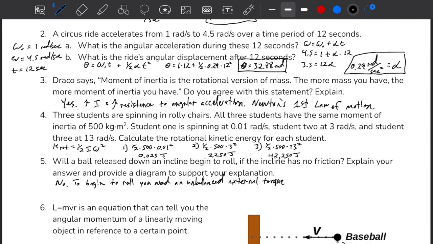So in order to rotate or change your rotational velocity, you need an unbalanced torque. And in this case, there is none. So it's not going to spin. It's just going to slide right down like it was a block. And then the part of the question says provide a diagram. I'm really not sure what I'm supposed to draw here. So if you want to draw a hill, draw a hill. I'm just going to cross that part of the question out.